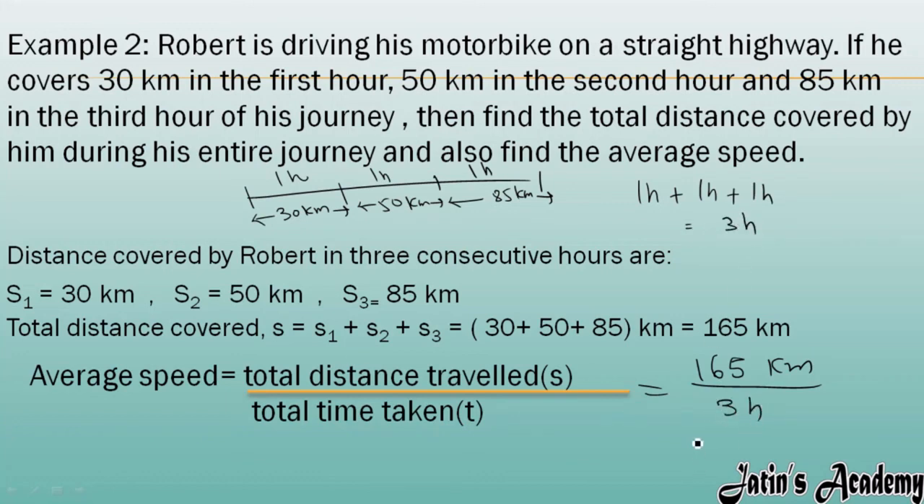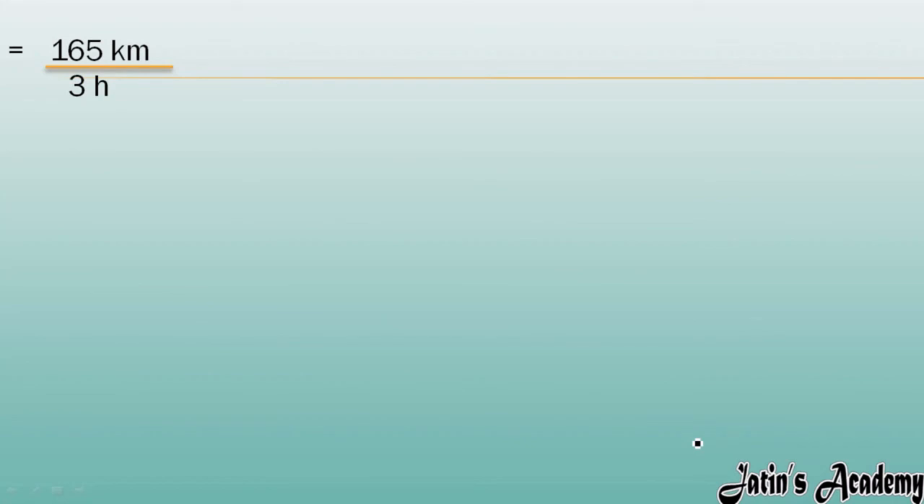Fine. Now next see. So it will give you 165 over 3. Then after solving, you will get 55 kilometer per hour. Fine. This is the speed covered by Robert.